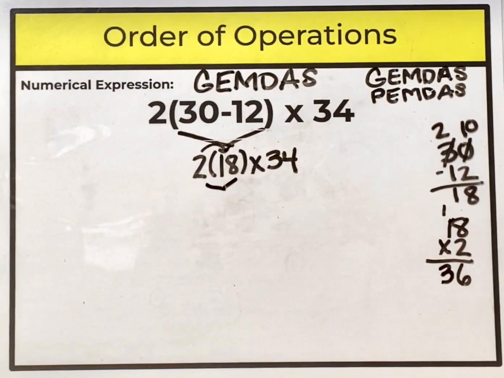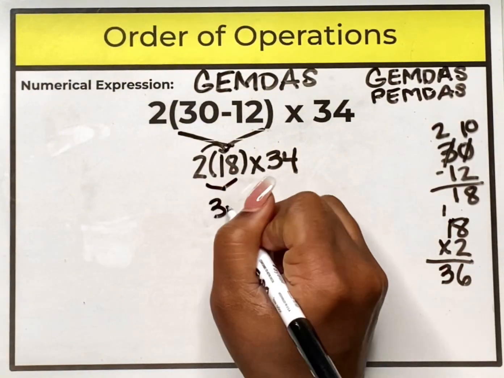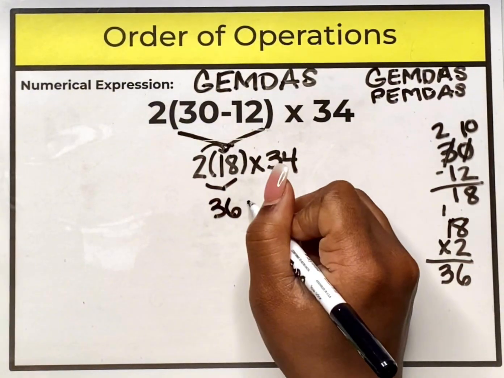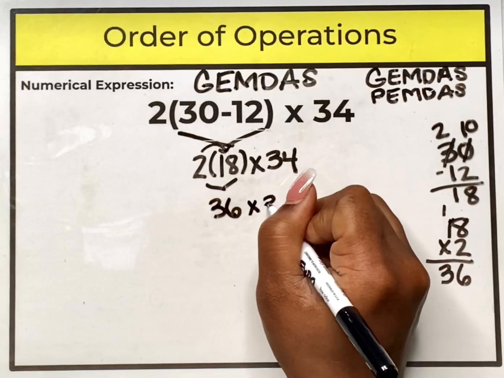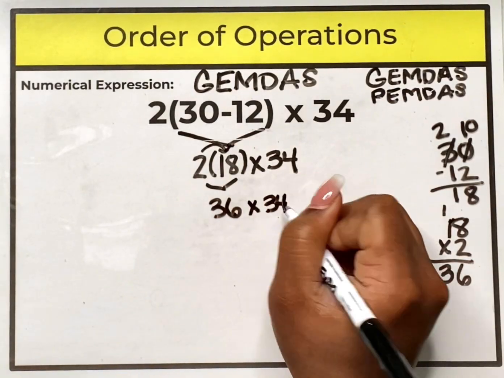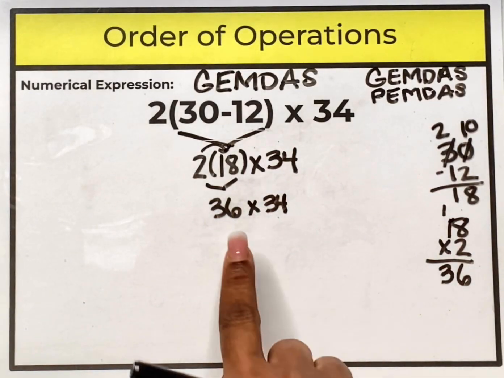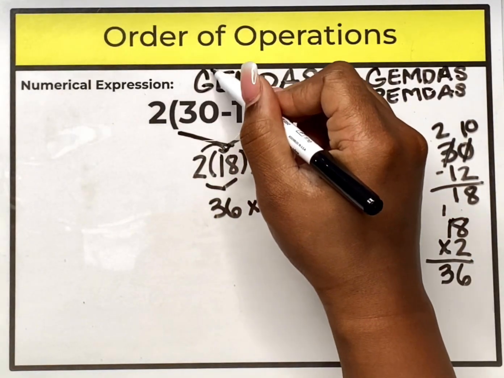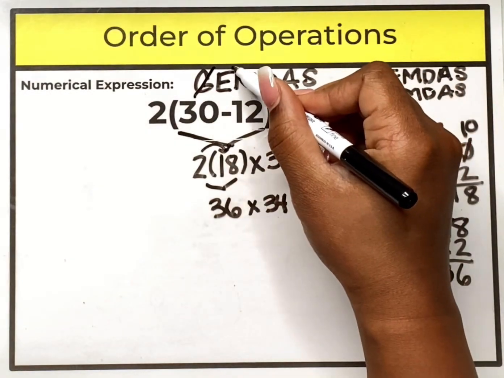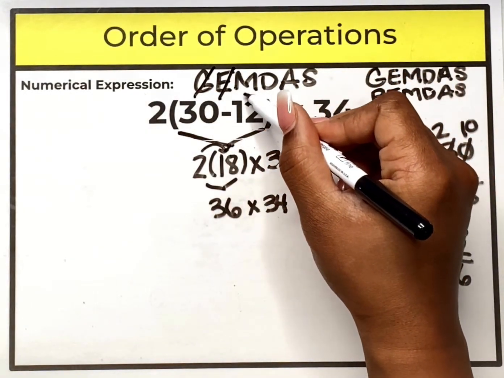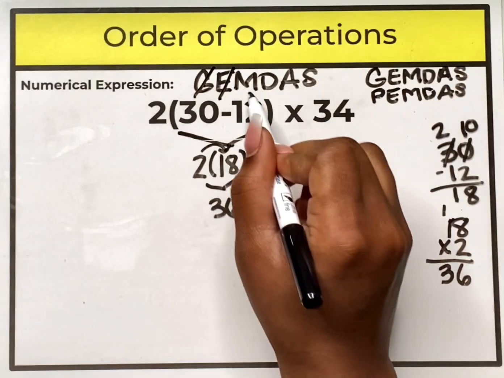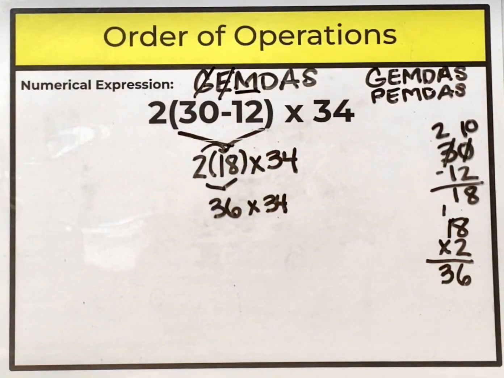Make our V. 2 times 18 was 36. And the rest of this expression, we're going to bring it down. Now, that leaves us with 36 times 34. We only have one last thing to do. We're done with our grouping symbols, no exponents. We have multiplication or division. We have multiplication. So let's do that.